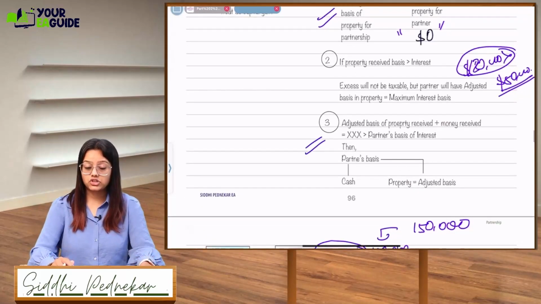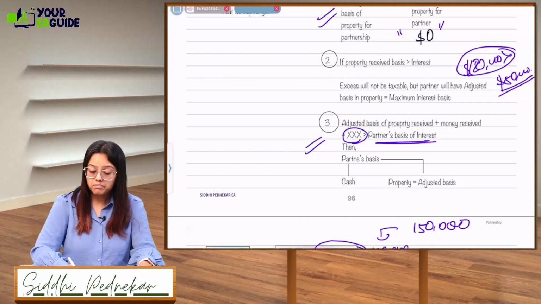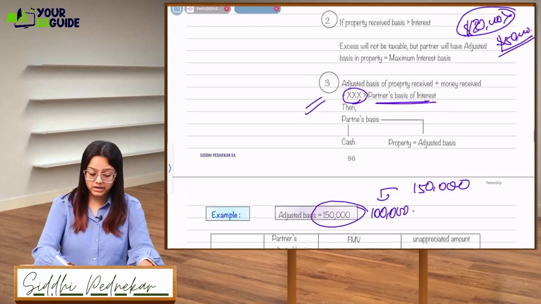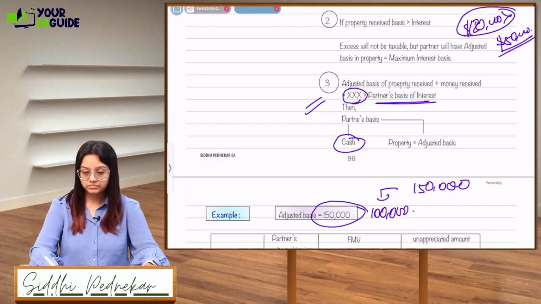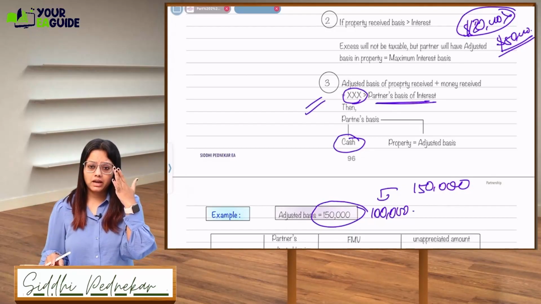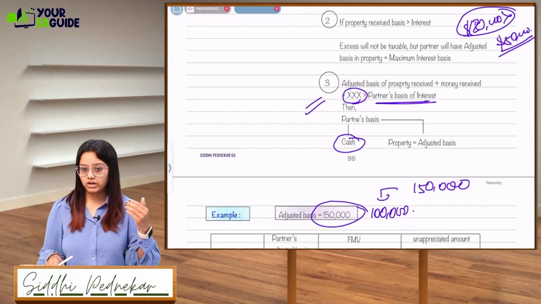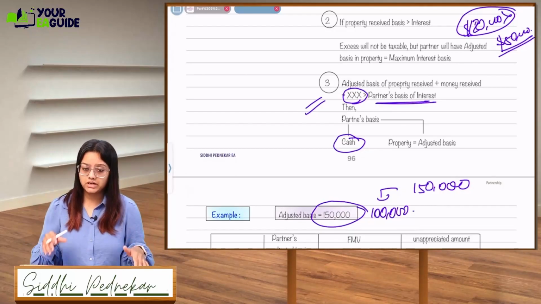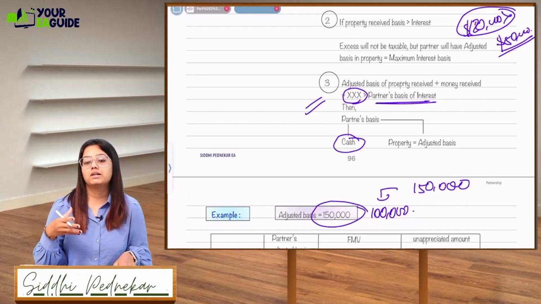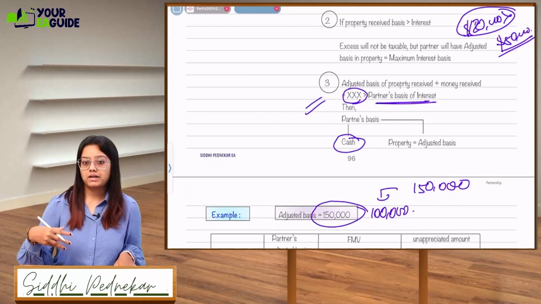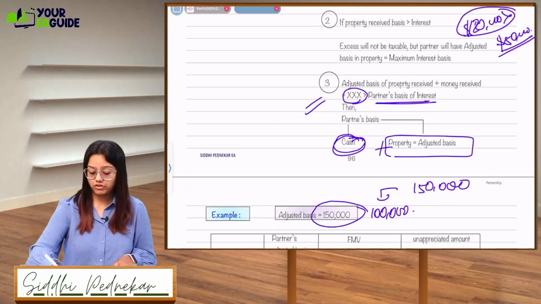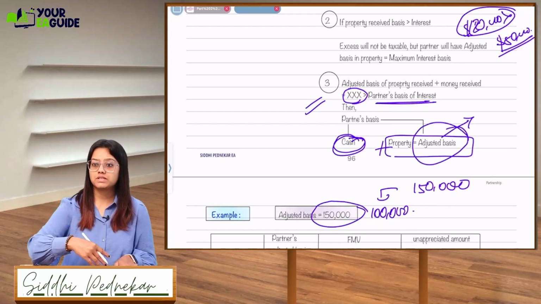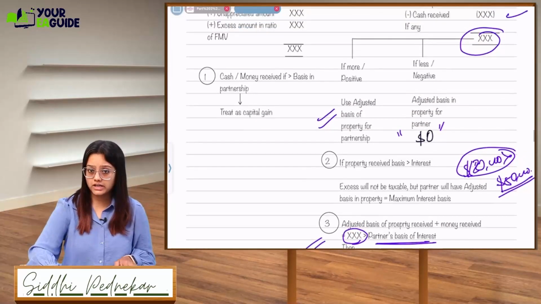Okay, the third one: the adjusted basis of the property received plus money received is more than the partner's basis of interest. Then what will happen? The partner's basis in cash and the property's basis will be the property's adjusted basis. Got it? Simply remember: adjusted basis of property received plus money received. Whatever you are receiving, property as well as money, if the total is more than the partner's basis in the interest, right, then the partner's basis will be the cash amount, and for the property, the adjusted basis is the adjusted basis for the partner. Got it? I'm talking about the case of distribution.